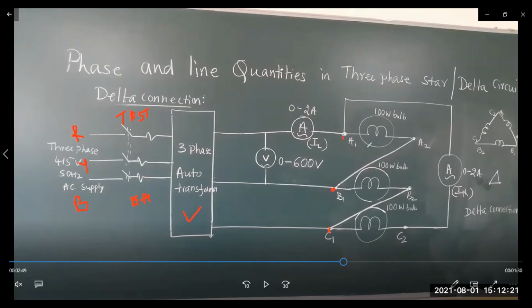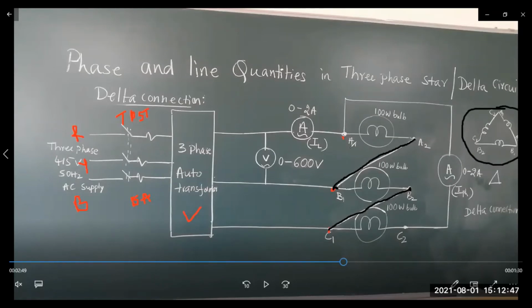Later on, you have to perform the delta connection. The ending of the first coil is connected to the beginning of another coil. Now look at this. The ending of the first coil, A2, is connected to the beginning of the second coil. Then the ending of the second coil is connected to the beginning of the third coil. Thus, you can make out a closed path like this. So delta connection has been completed.